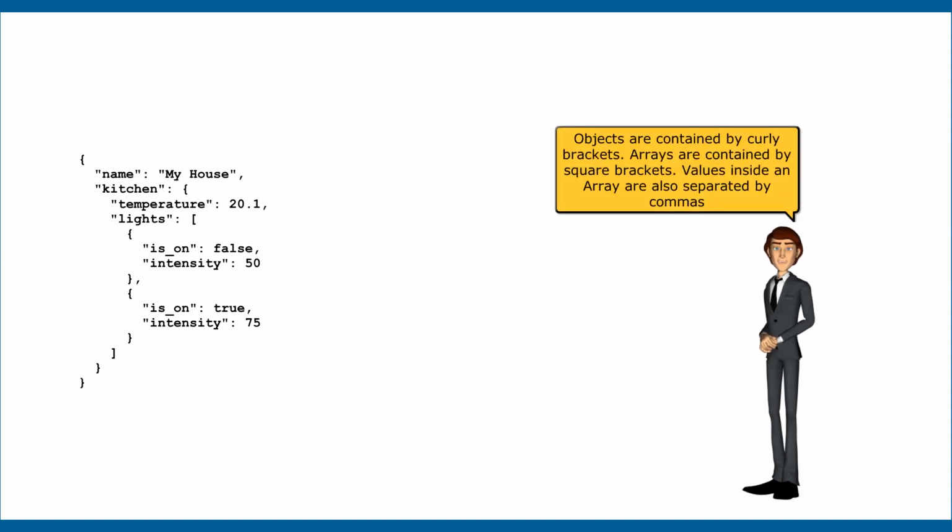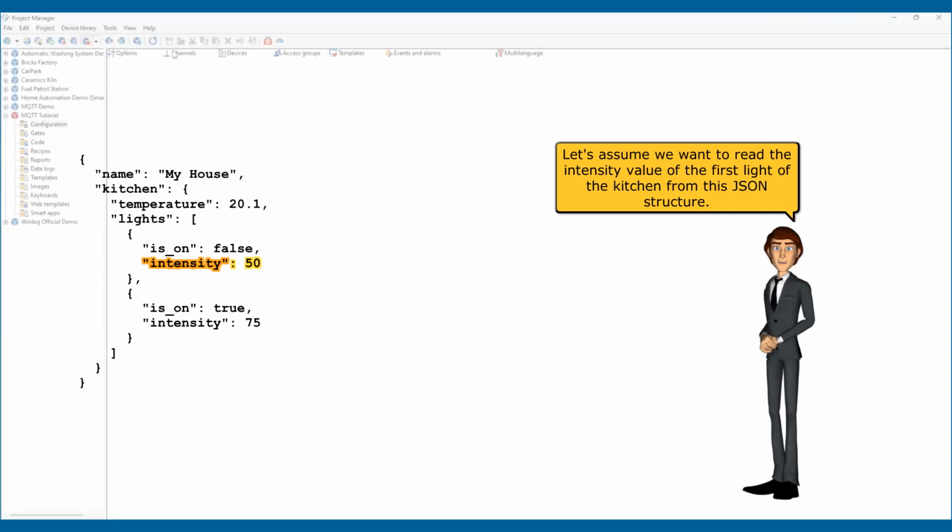Objects are contained by curly brackets. Arrays are contained by square brackets. Values inside an array are also separated by commas. Let's assume we want to read the intensity value of the first light of the kitchen from this JSON structure.